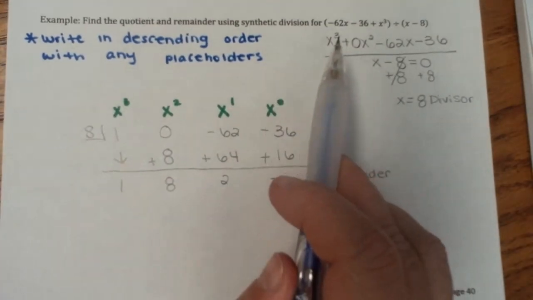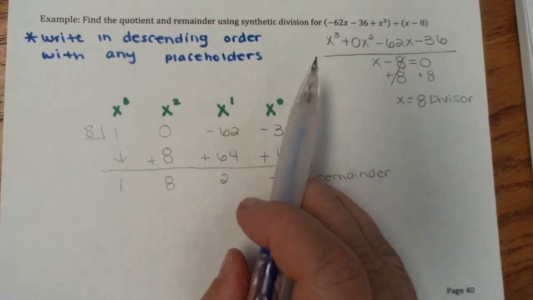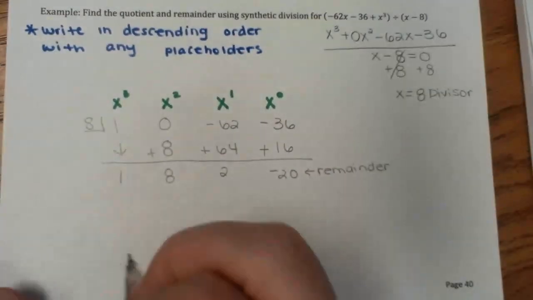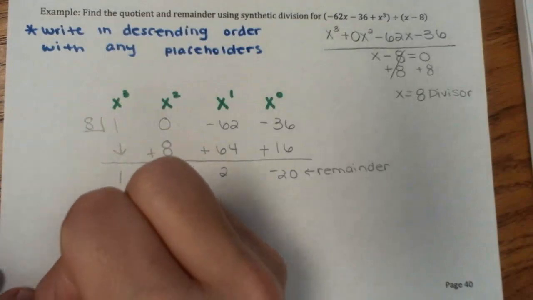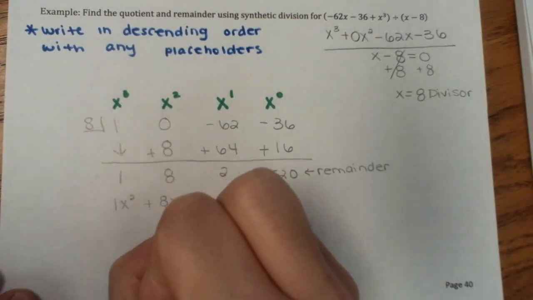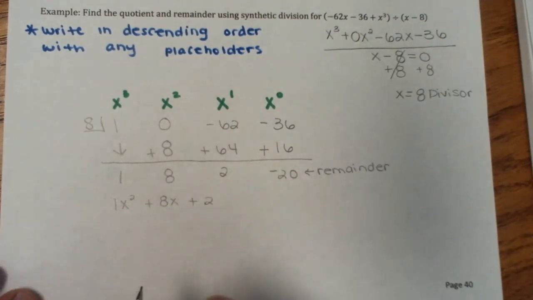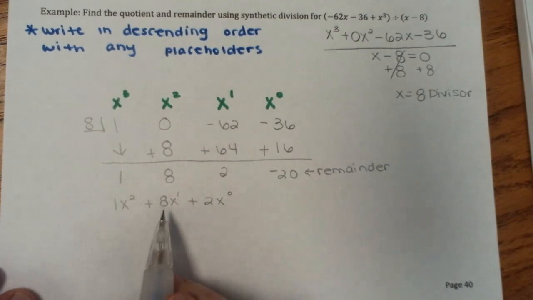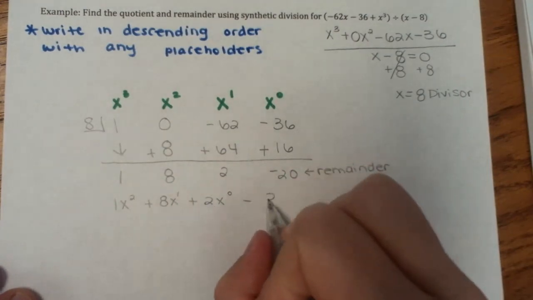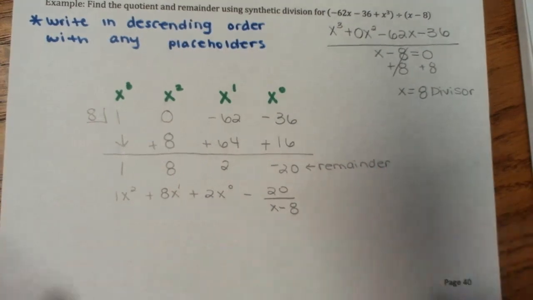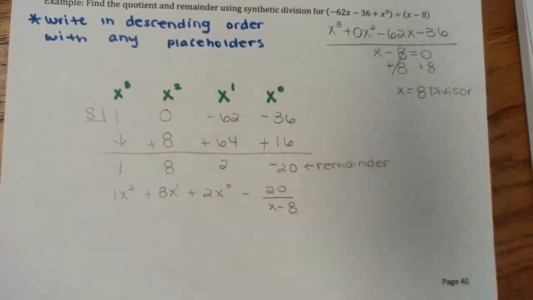Our highest exponent was x cubed, so that means if we divide or take away an x, we're going to be left over with x squared, starting off here with x squared. So we have 1x squared, positive 8x, so the first power, plus 2 with no x's. So 2x's, 1x, and 0x, and then minus 20 over our divisor because it's our remainder, so negative 20 over our x minus 8 from the original problem.